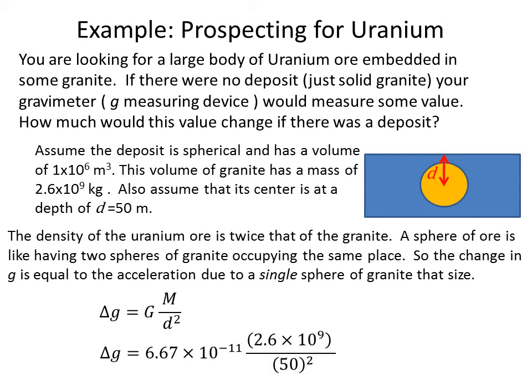When you plug in all the numbers, the values for the mass of the ore divided by the distance it is below the surface, 50 squared, we get 7 times 10 to the minus 5th meters per second squared. A not very large change, but measurable with current gravimeters.